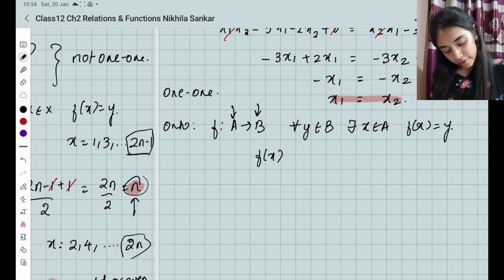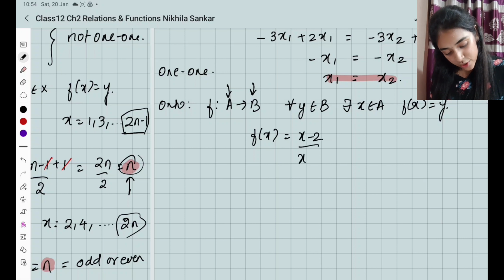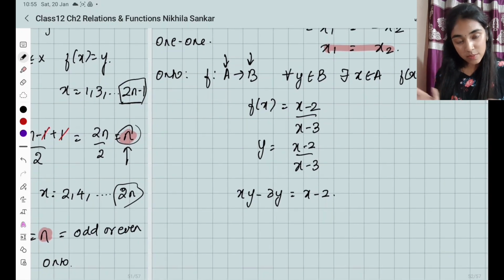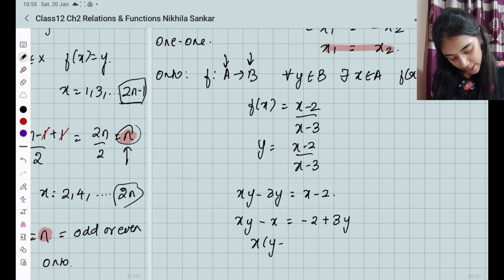So, what is our f of x here? It is going to be x minus 2 divided by x minus 3. So, y equals x minus 2 divided by x minus 3. Now if I cross multiply, I have xy minus 3y equals x minus 2. Now we clubbed the x terms and y terms, right? So, I have xy minus x equals minus 2 plus 3y. Clubbing x, I have x times y minus 1 equals 3y minus 2. So, I have x equals 3y minus 2 divided by y minus 1.